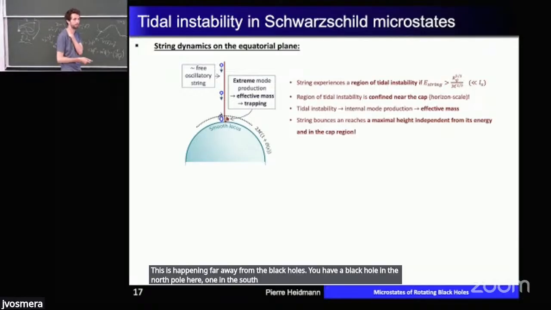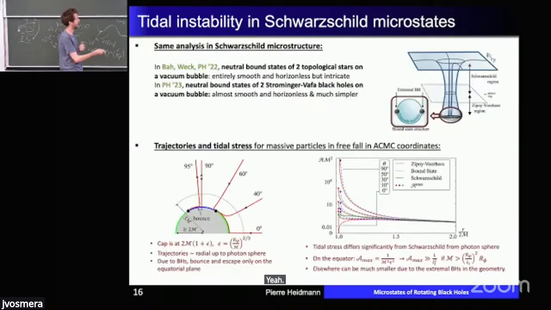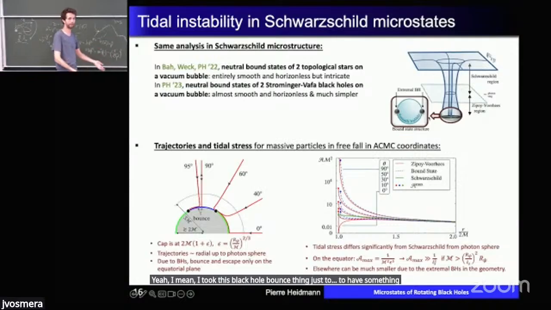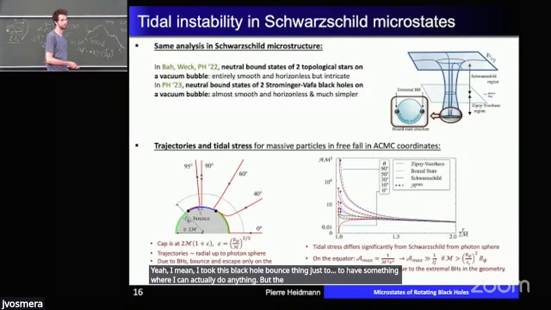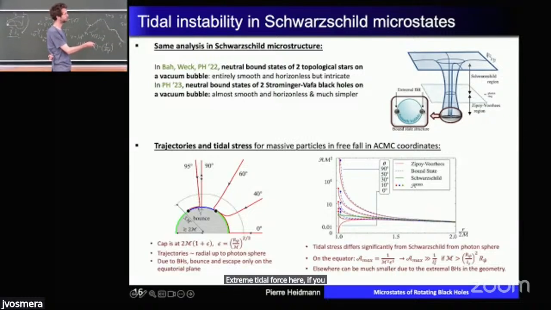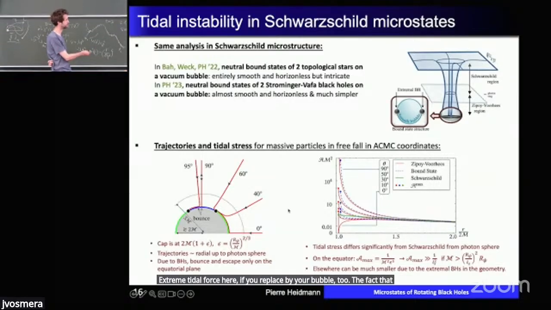Yeah, you're bouncing on the equator where nothing is. I mean, just a stupid bubble. I took this black hole bound state just to have something where I can actually do anything. But the place where you get maximum tidal force is actually in the middle, in the bubble. You should expect to get extreme tidal force here if you replace it by a bubble too. The fact that they reach small value here is just because they reach the black hole.